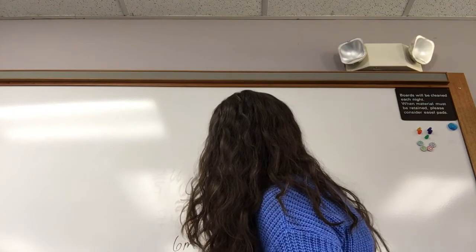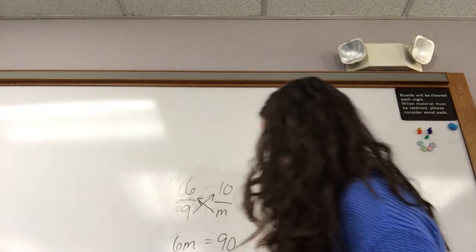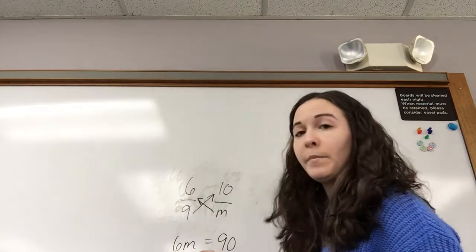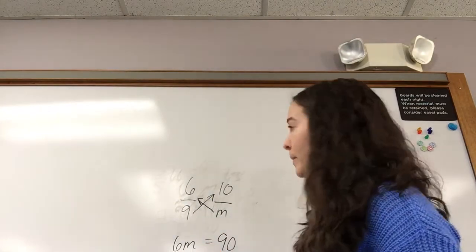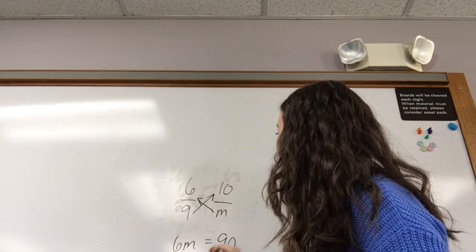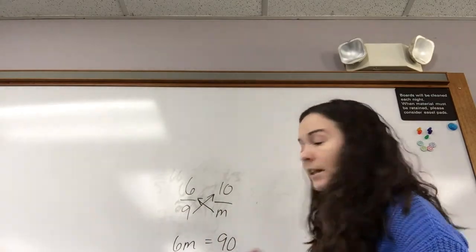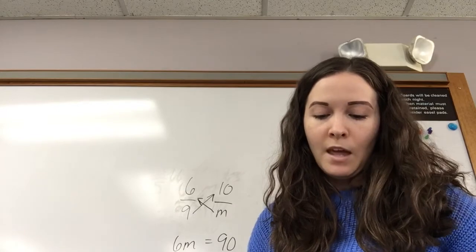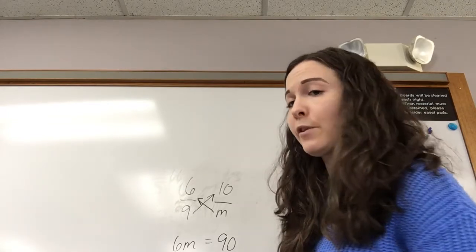6m equals 90. So remember that when we multiply a letter and a number together, we pair them side by side. This indicates our multiplication. And then 9 times 10 equals 90. So 6m equals 90 is our equation. And then we simply have to solve.